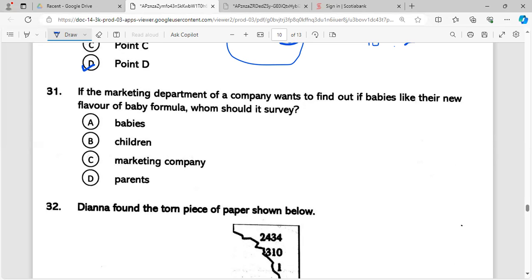Sir, I think it's the baby, because if they give the baby the food, and they serve it to an amount of babies, and if they do not spit it out, they like it, and if the majority of them spit it out, you would know that they don't like it. All right, sir, I say it's the parents.